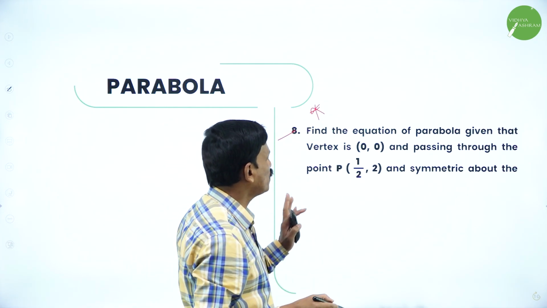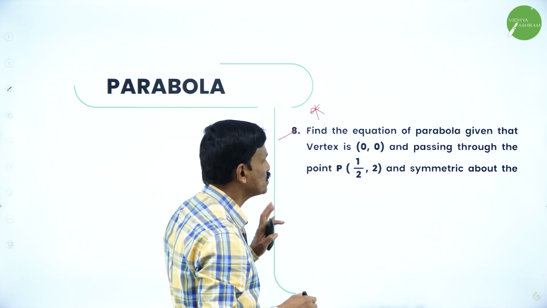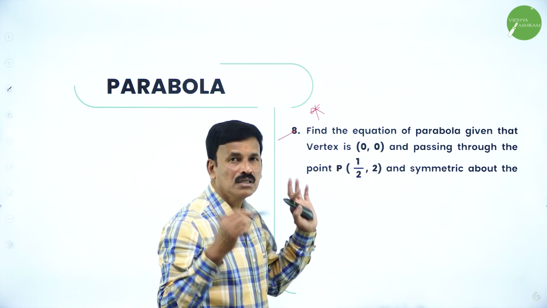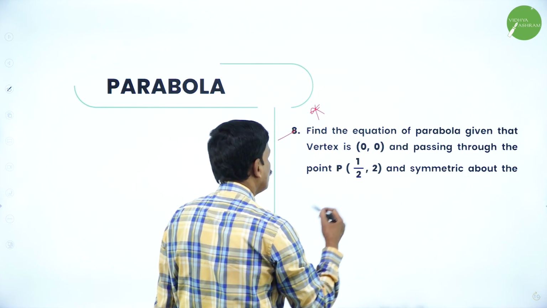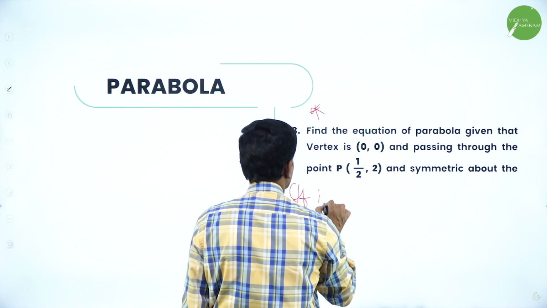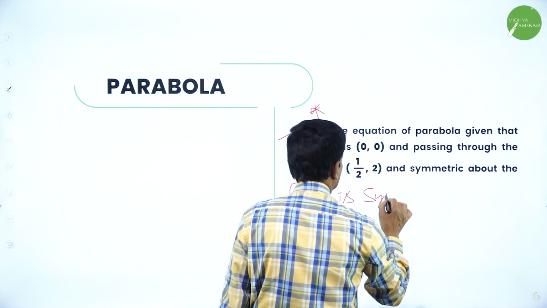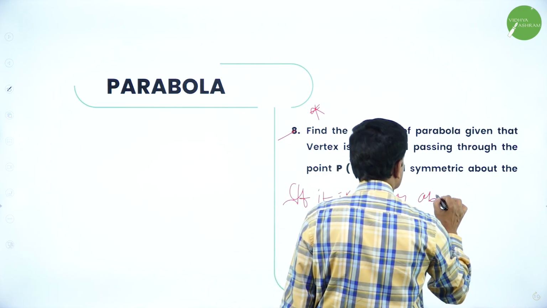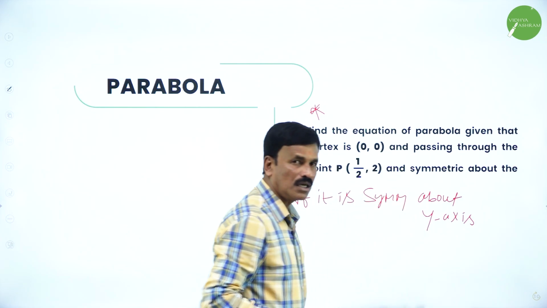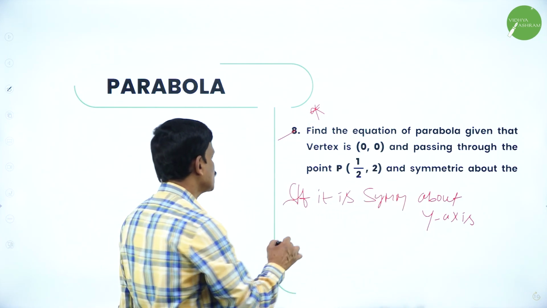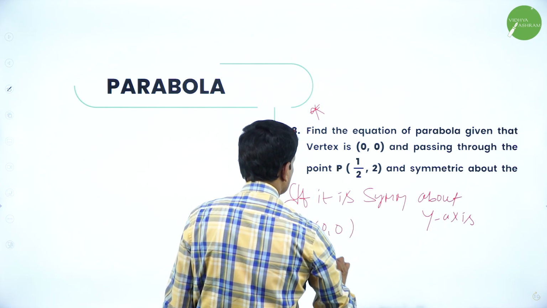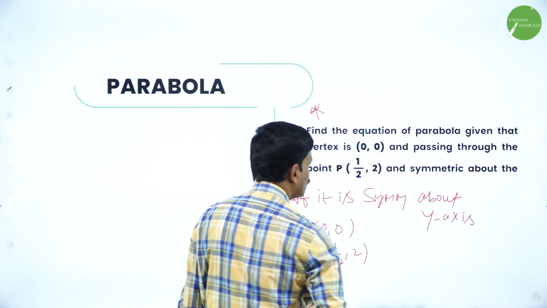Find the equation of the parabola given that the vertex is 0 comma 0 and passing through the point 1 by 2 comma 2 and symmetric about the y-axis. What is given? Vertex is equal to 0 comma 0 and it passes through the point 1 by 2 comma 2.